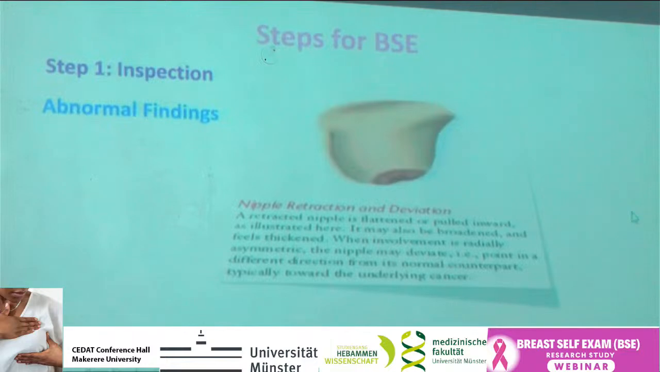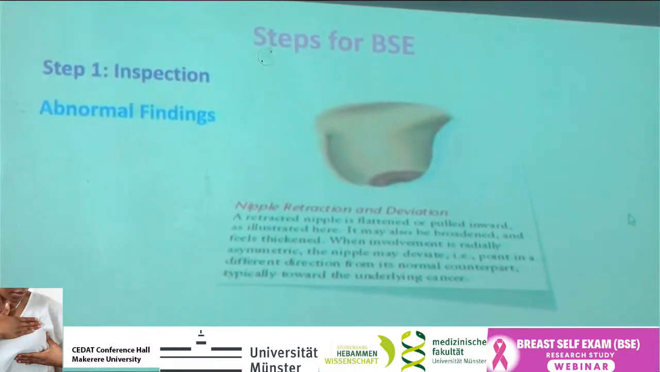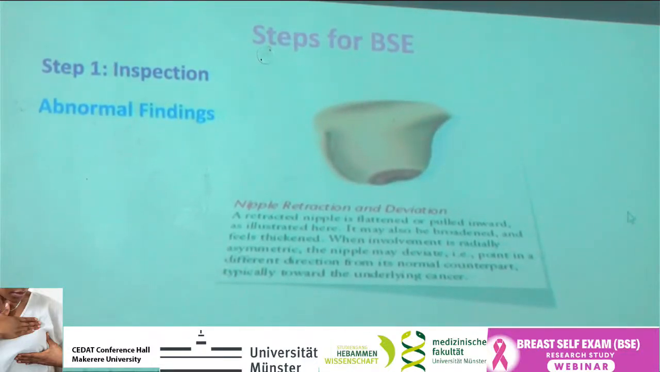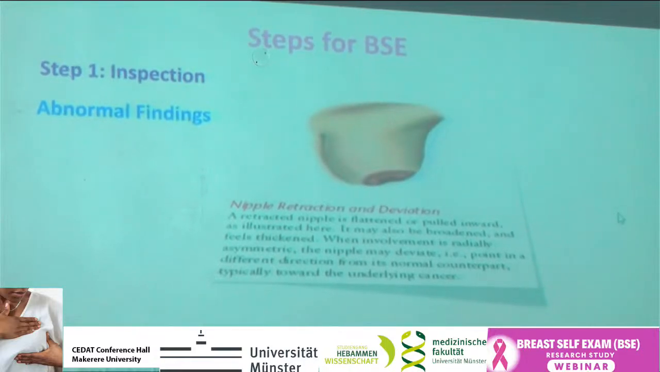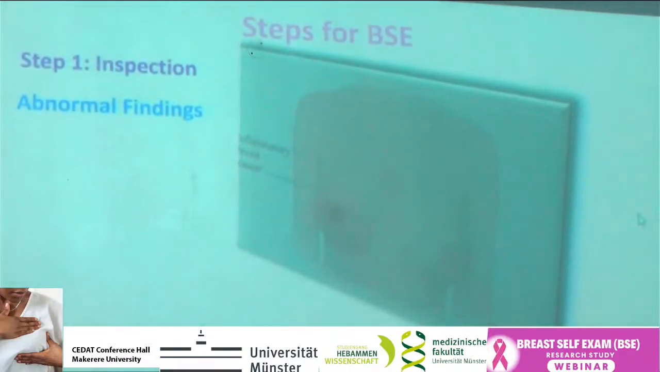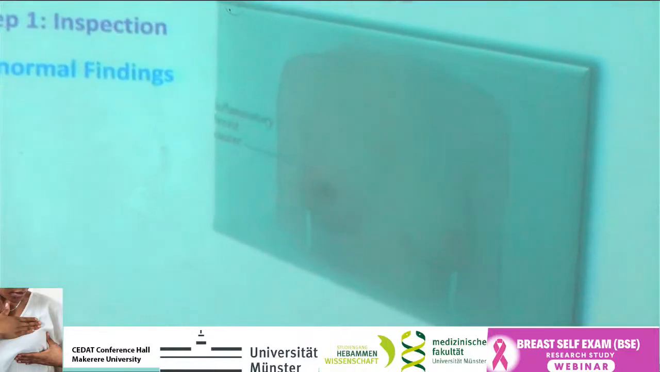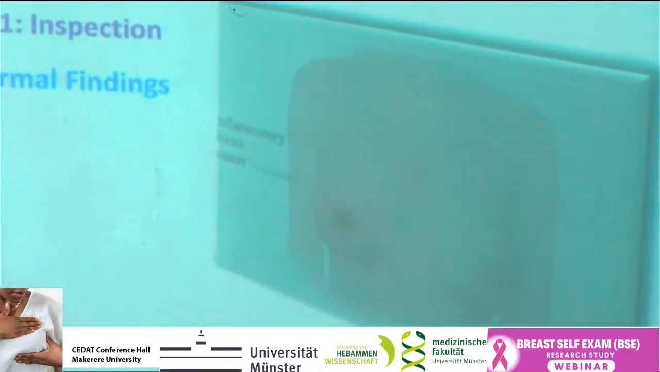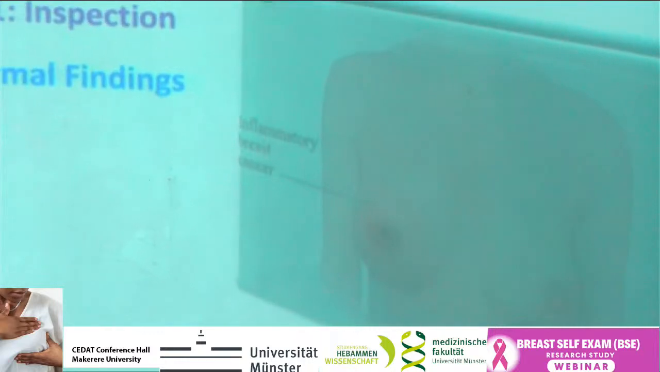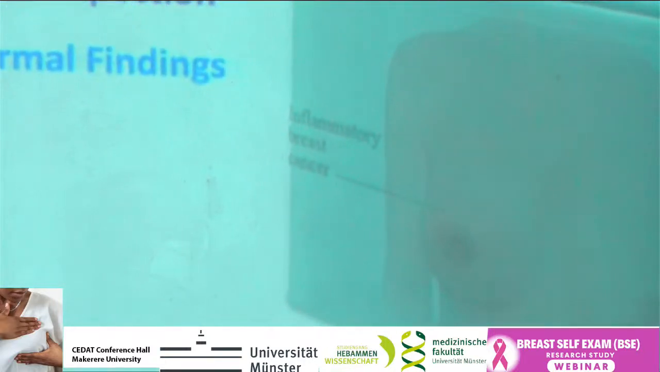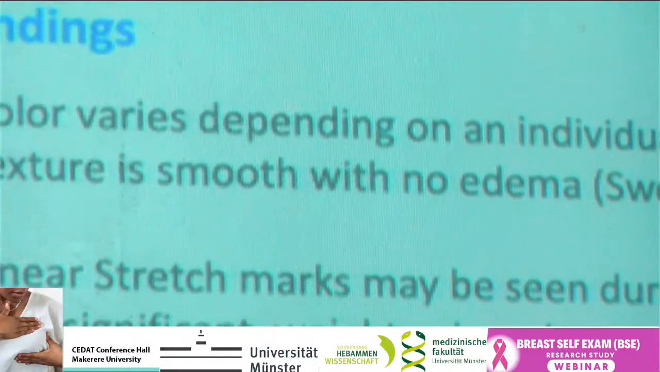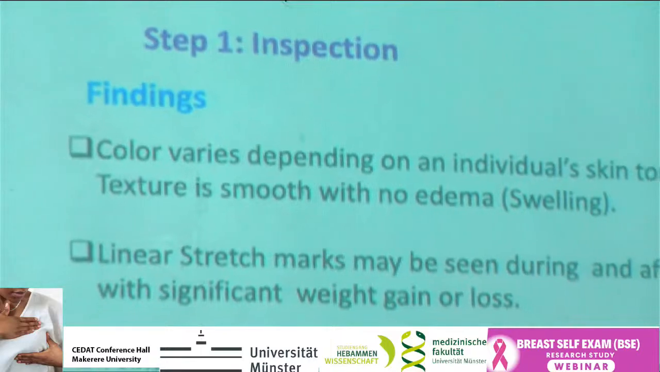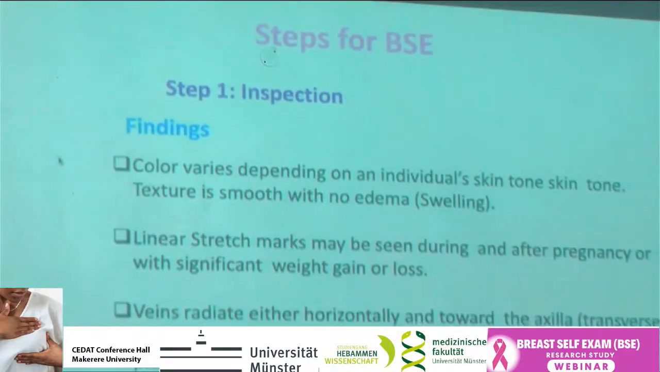The other abnormal finding is nipple retraction and deviation. A retracted nipple is flattened or pulled inward, as illustrated here in this picture. So the other abnormal findings we've mentioned include inflammatory breast cancer, where there is increased redness or darkening of the skin color, like you can see in this picture. Other findings.